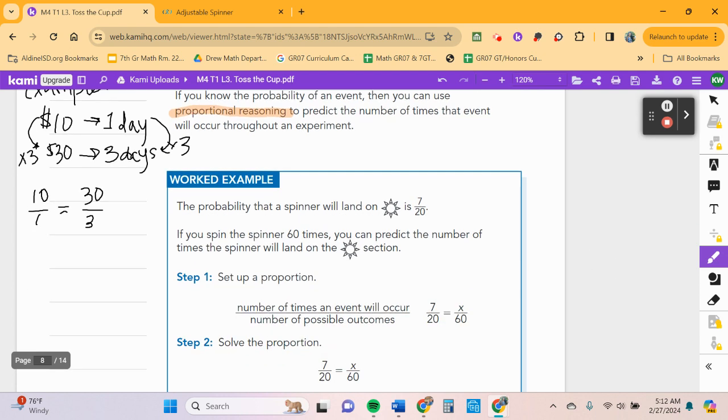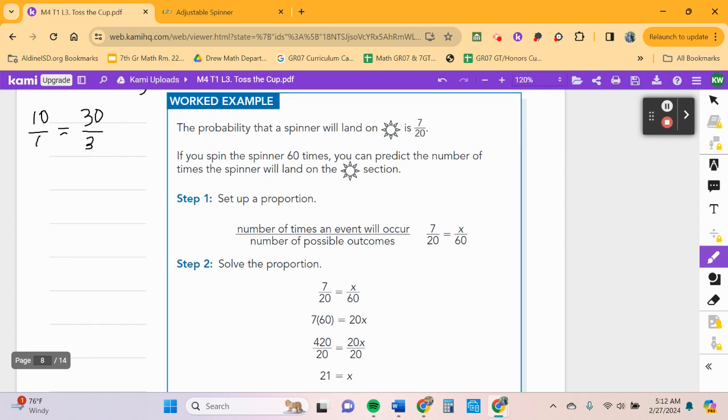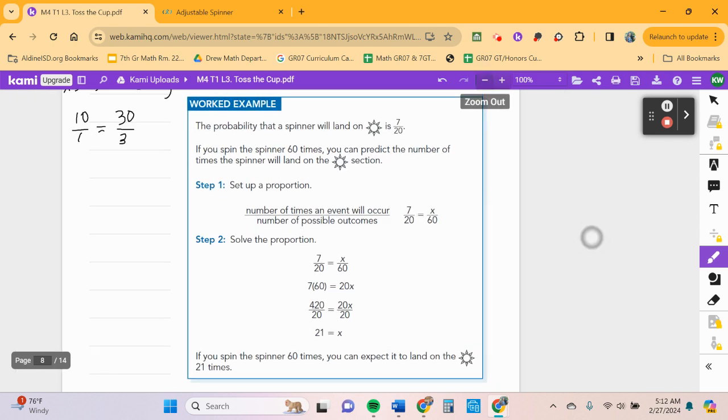Alrighty, what I want you to do now is take a look at this worked example, and I want you to take about 3 minutes on your own and with a partner to annotate and read this to understand how to use proportional reasoning with probability. So take 3 minutes to annotate and read this. 3 minutes on the clock. Pause here.